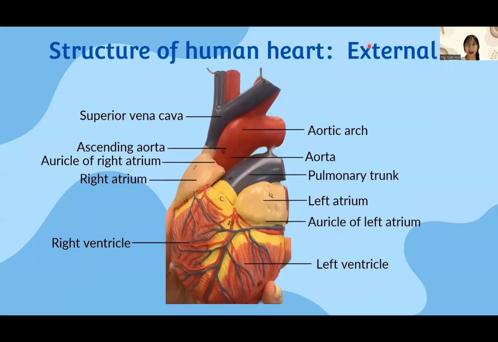Hi, I'm Tian Hui. I'm going to introduce the external structure of the human heart. The human heart has four chambers, which are the right atrium, right ventricle, left atrium, and left ventricle. We have the superior vena cava, and this is the ascending aorta, aortic arch, and this is the pulmonary trunk. This is the auricle of the right atrium, and this is the auricle of the left atrium.